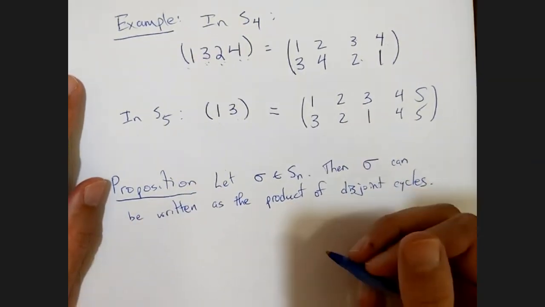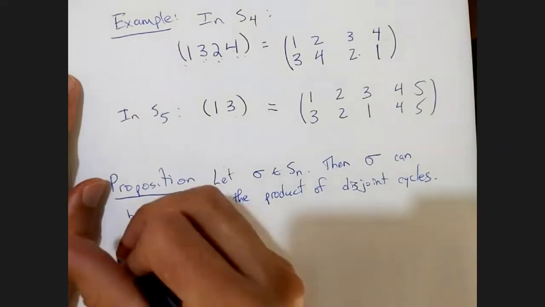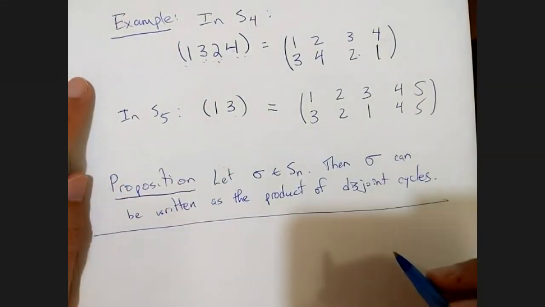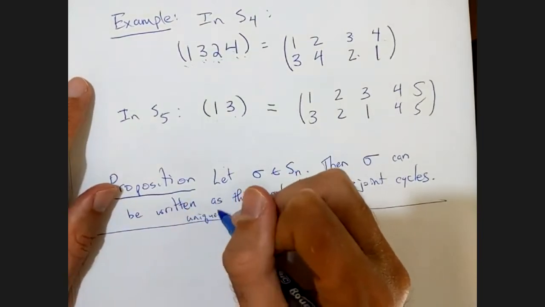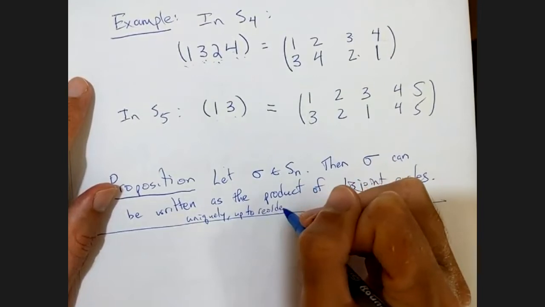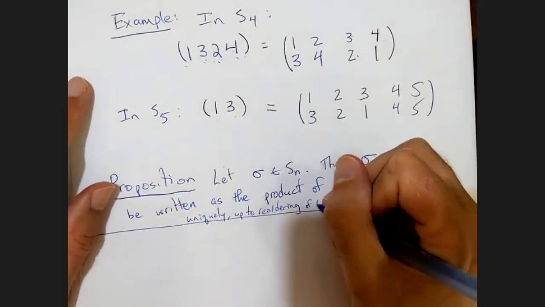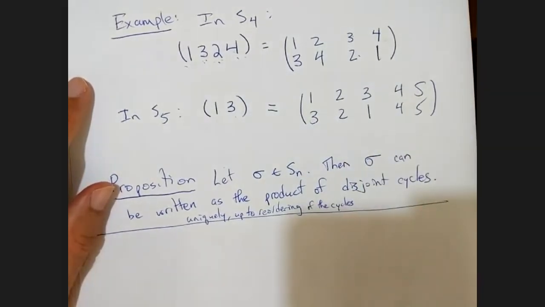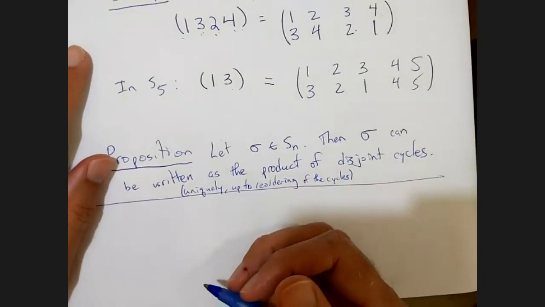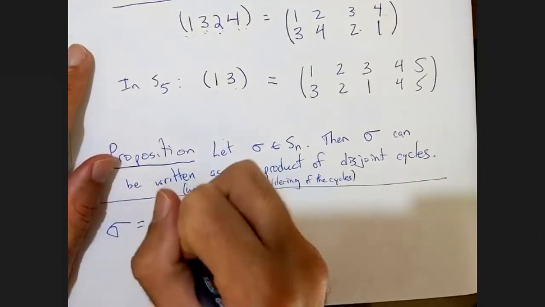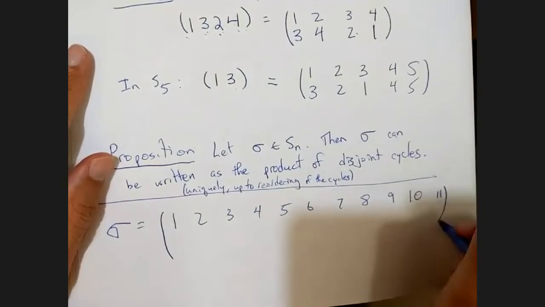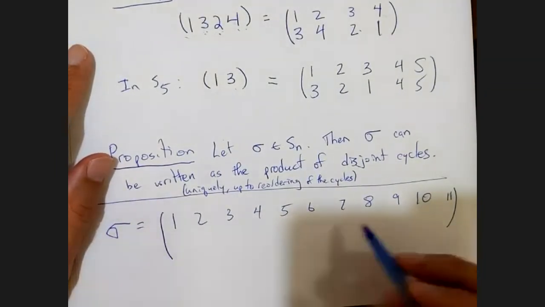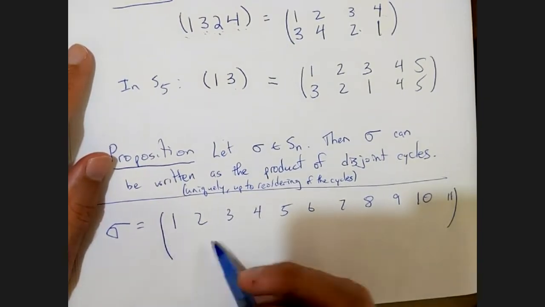I'll try to explain it in two different ways. Let's figure out how we write a permutation as a product of disjoint cycles. I should say it can be written uniquely up to reordering of the cycles. Let's just write down a permutation and see if we can write it as a product of disjoint cycles. I'm going to rearrange these in some order.